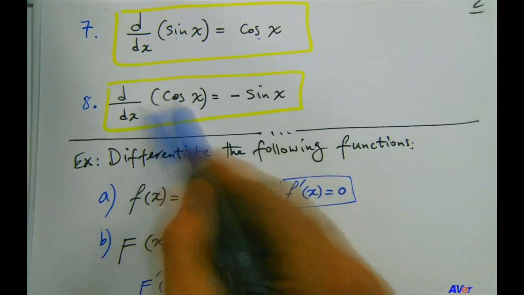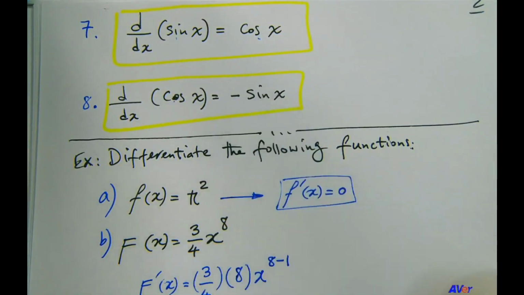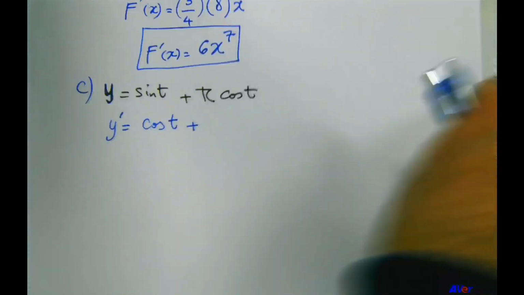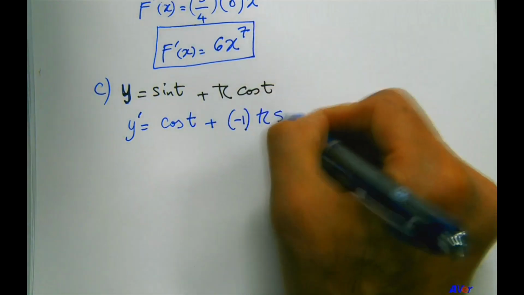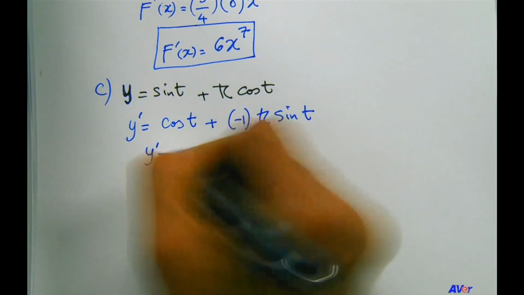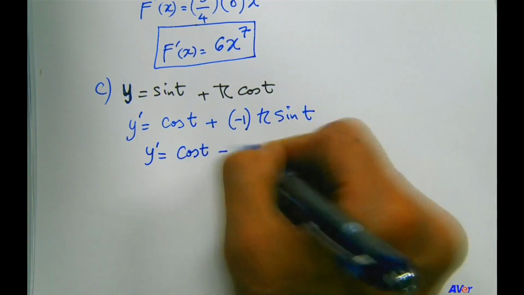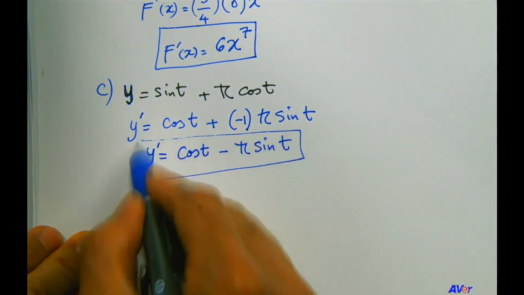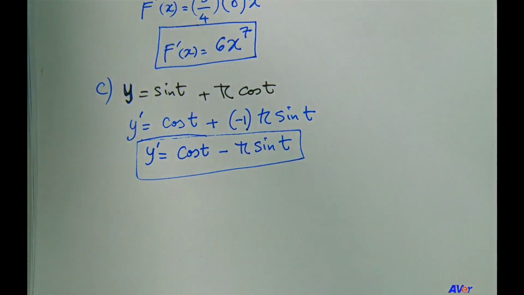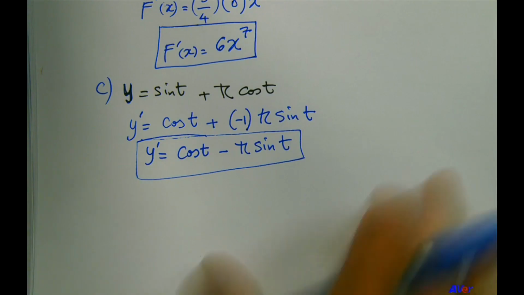The technique is that the derivative of cosine is minus sine of x, right? So here we have plus minus 1 times pi, which is the constant, times sine of t. In other words, we have cosine of t minus pi sine of t. Look at how easy that was when you compare it to the laborious work we had to do with the definition of a derivative to find the derivative of a function. So again, all these techniques are worth memorizing. Look how easy they make our job when we try to find the derivative of a function.